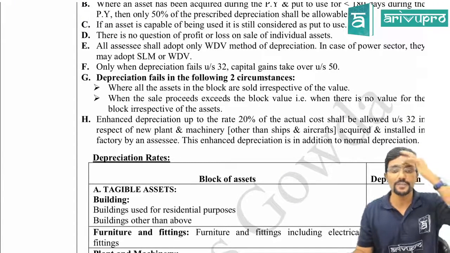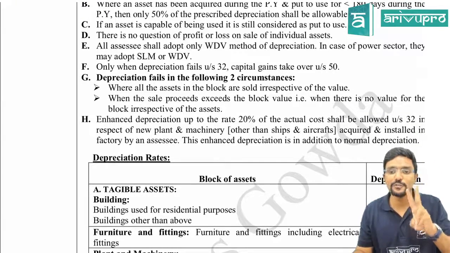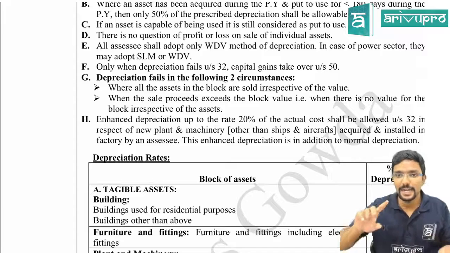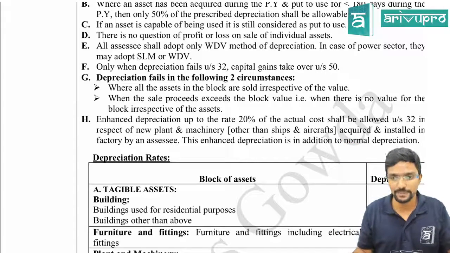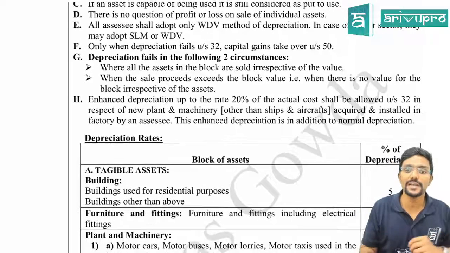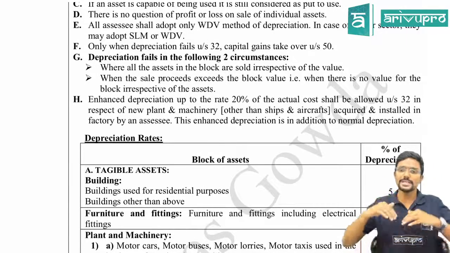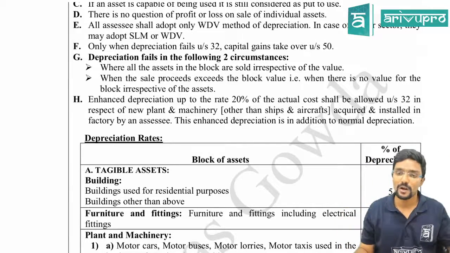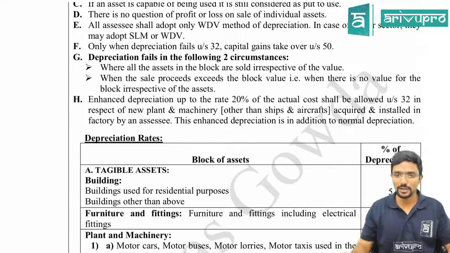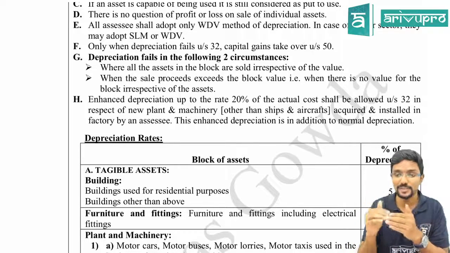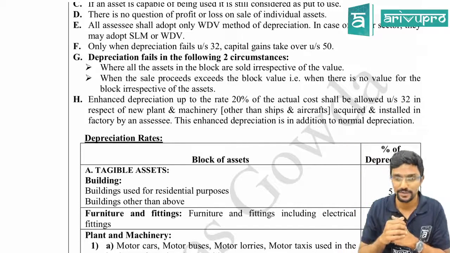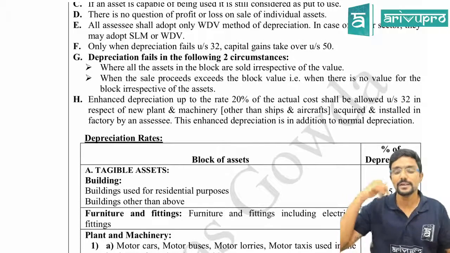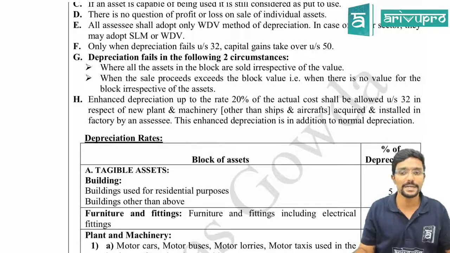Then, point: depreciation under section 32 will fail in two situations. Whenever depreciation under section 32 fails, immediately we will compute capital gains under section 50. Agree? Depreciation under section 32 fails when all the assets in the block are sold irrespective of their value, or else I have sold only some assets in the block but there is no value left in the block. That means your sale value is more than your WDV. So in that case we cannot claim depreciation under section 32. So section 32 will fail and section 50 will pitch in to calculate capital gains.